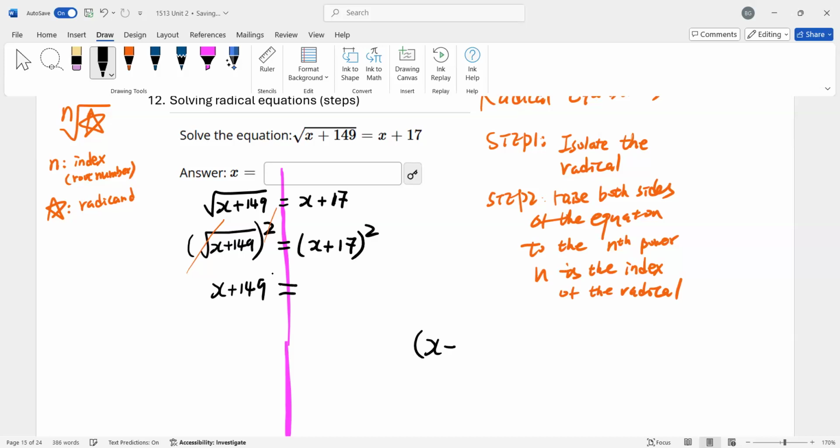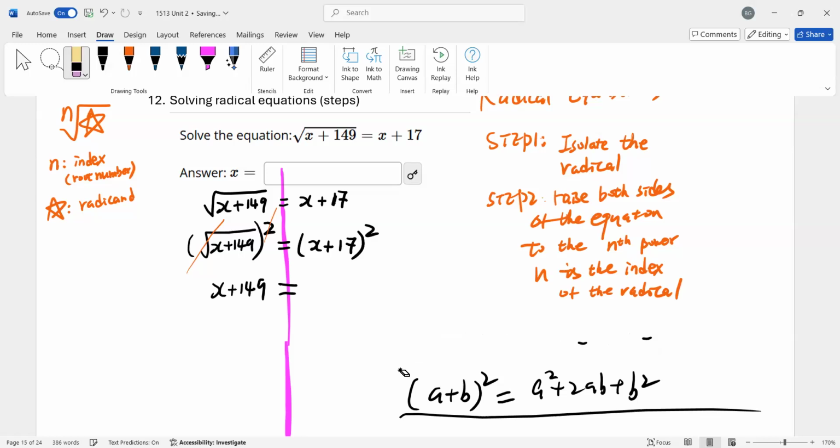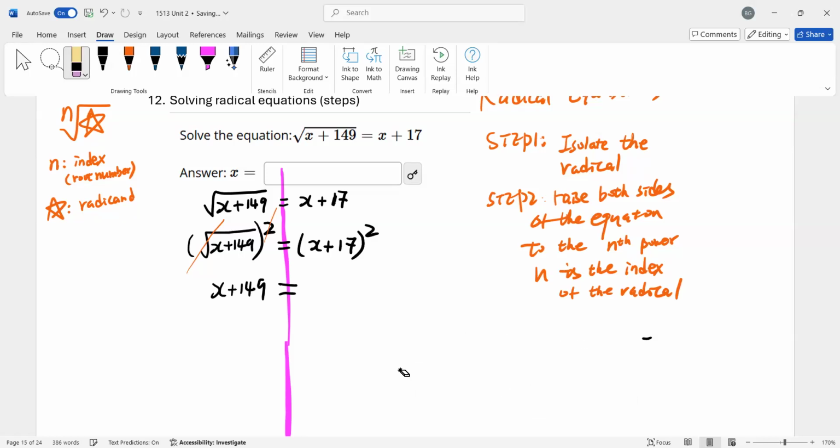You can FOIL, if you want. x plus 17 to the power of 2 is x plus 17 times x plus 17, right? Or you can use the perfect square formula. The square of a plus b is a squared plus 2ab plus b squared. That's also a formula we learned from Foundation 2. I'm going to use this formula quickly. If you need more details, you can use FOIL to expand the right side. I'm going to use the formula: x squared plus 34x plus 17 squared. Let's see, what is 17 squared?